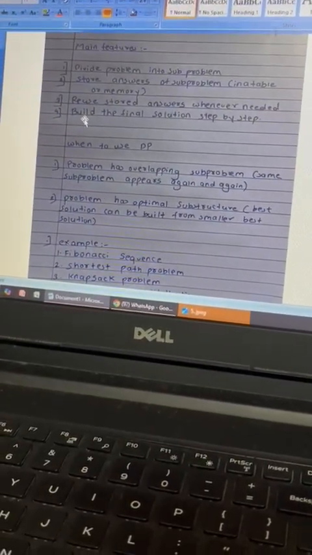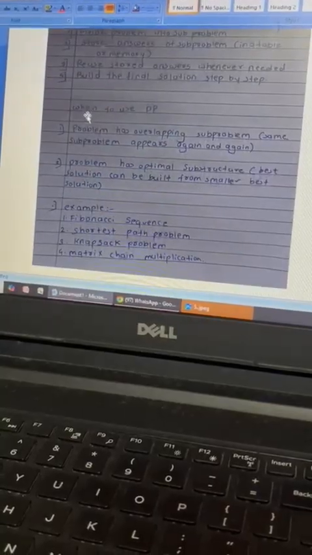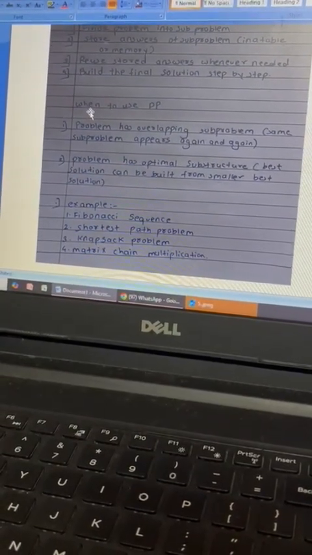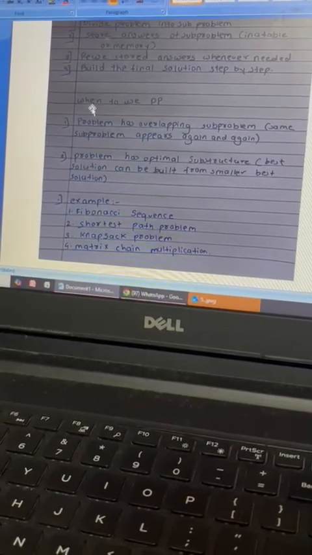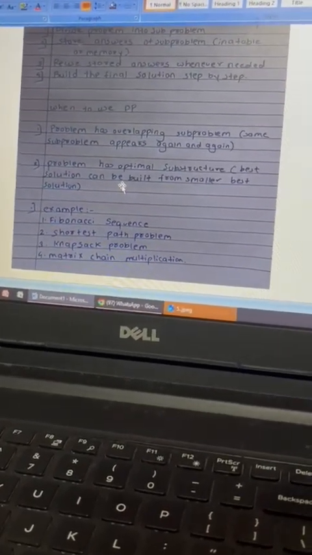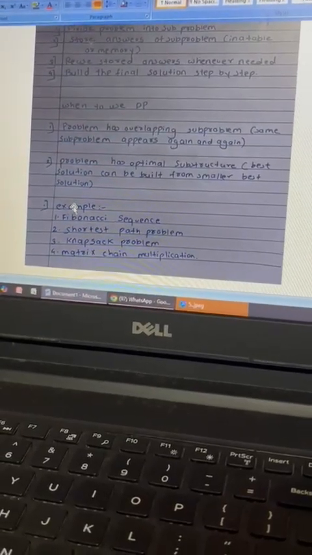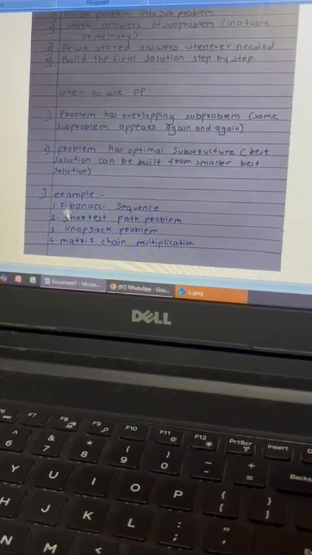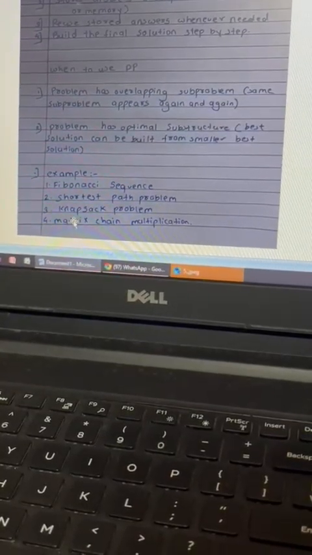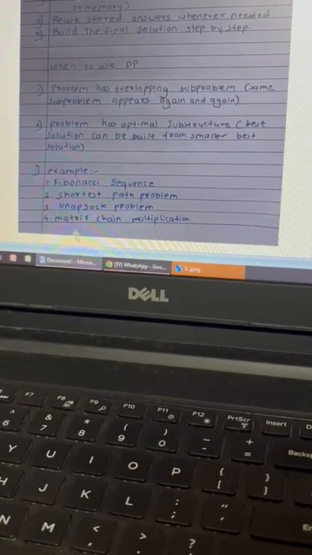When to use DP, which is dynamic programming: the problem has overlapping sub-problems, the same sub-problem appears again and again, and the problem has optimal substructure, where the best solution can be built from smaller best solutions. Examples are the Fibonacci sequence, the shortest path problem, the knapsack problem, and matrix chain multiplication.